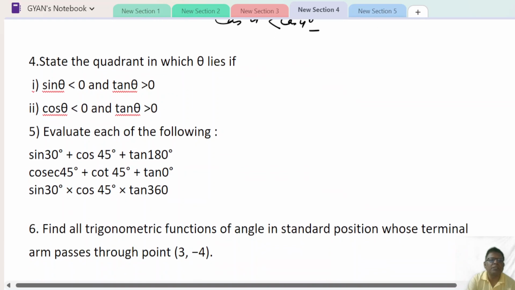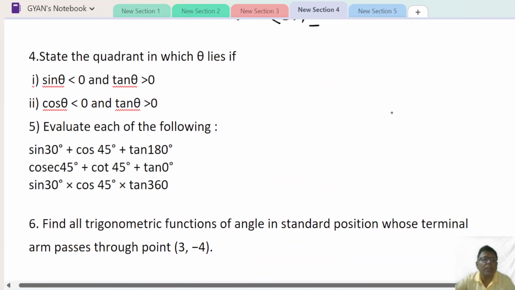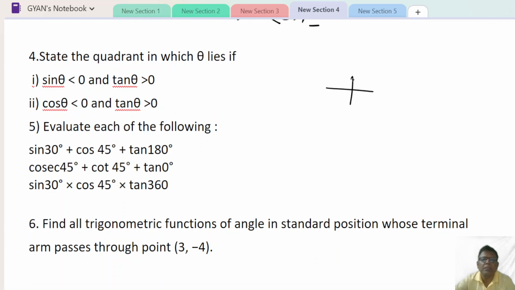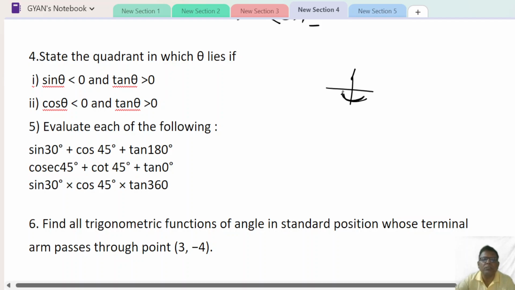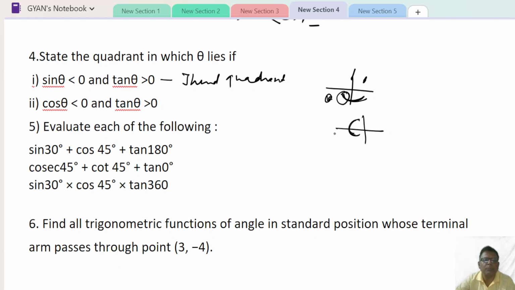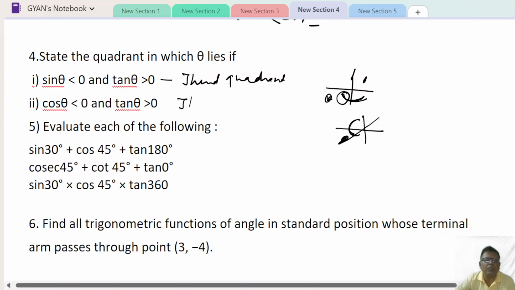Now state the quadrant in which theta lies. So sine theta is less than 0 and tan theta is greater than 0. Sine theta is less than 0 in these quadrants, and tan theta is greater than 0 either in this quadrant or this. So the common one is this one. So then it will be the third quadrant. And here cos is negative. Cos is negative in this, and tan is positive here or here. So this also will lie in the third quadrant.